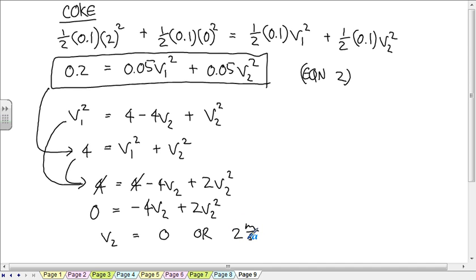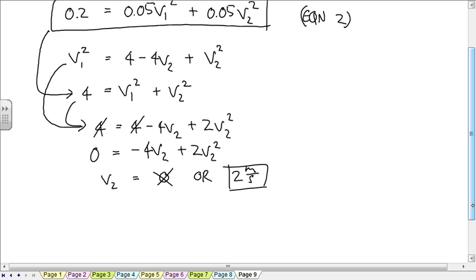Which one do we want of these two? We want 2. This was the velocity of the second mass before the collision, so we want this one. So after the collision, the ball that was initially at rest is now moving with the velocity that the other ball had before the collision.